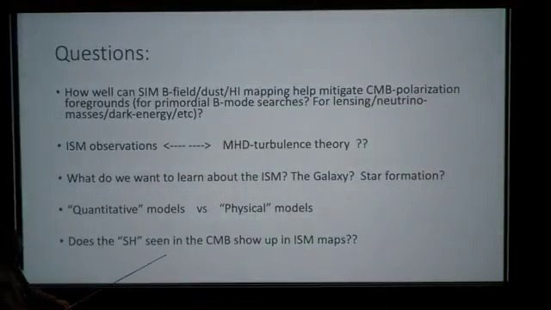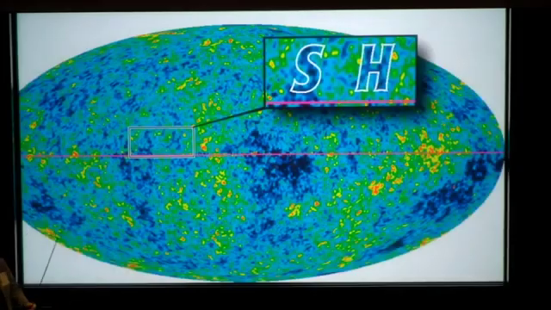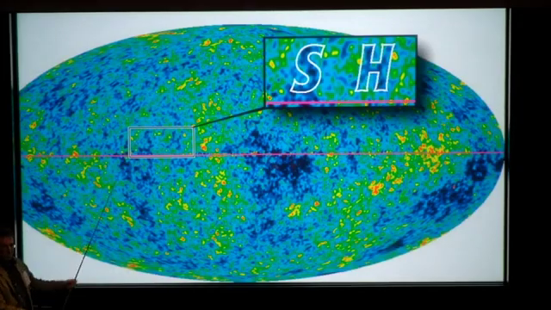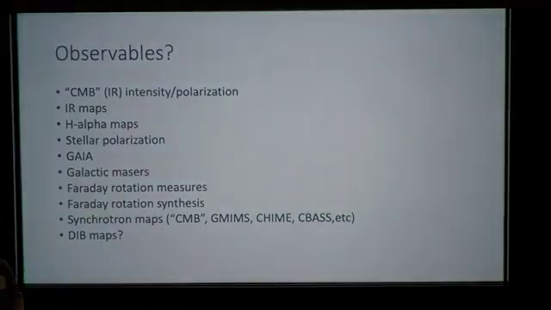I was also wondering whether the SH seen in the cosmic microwave background also shows up in the interstellar medium. You all know about this SH that showed up in the cosmic microwave background. So I was trying to think of a list of observables that are being brought to bear on our efforts to map the distribution of dust and magnetic fields in the ISM. So I guess there was something about fast radio bursts that was discussed.